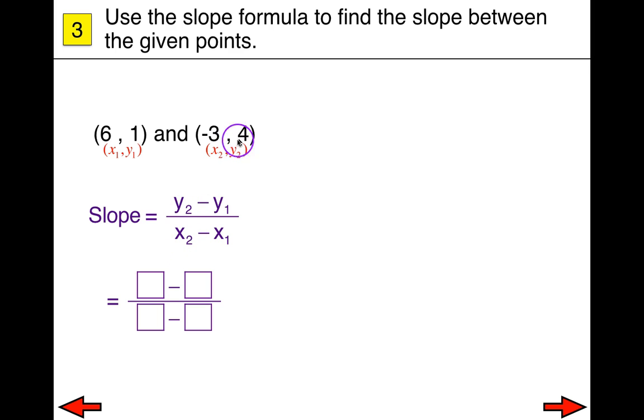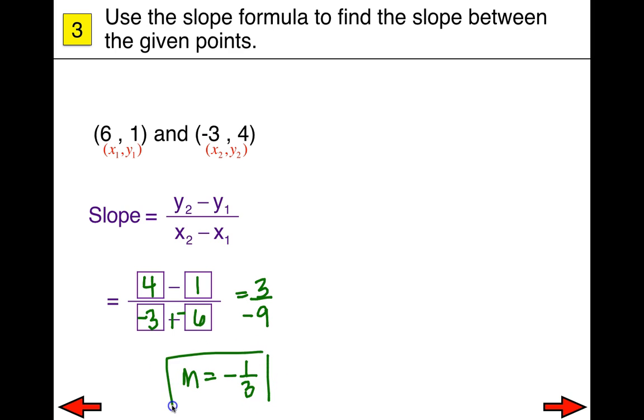So here, what is y sub 2? It is 4. What is y sub 1? It is 1. So 4 minus 1 is 3. Now what about our x's to find the horizontal change? Well, I'm going to do negative 3, which is the second x, minus the first x, which is 6. I'm going to add the opposite. Here, negative 3 plus negative 6 is negative 9. I'm going to go ahead and reduce by 3, and my final answer is negative 1/3.